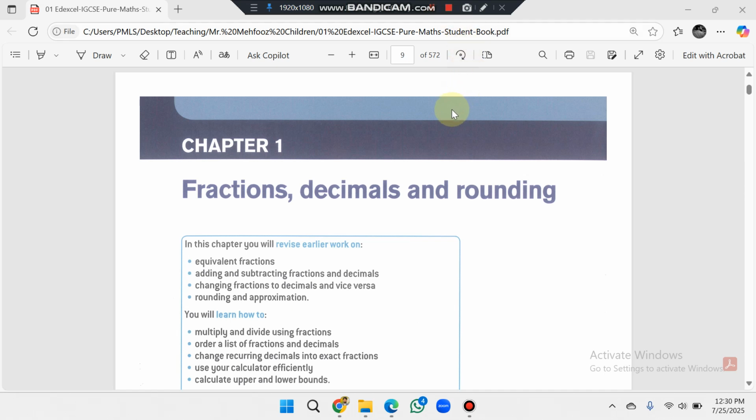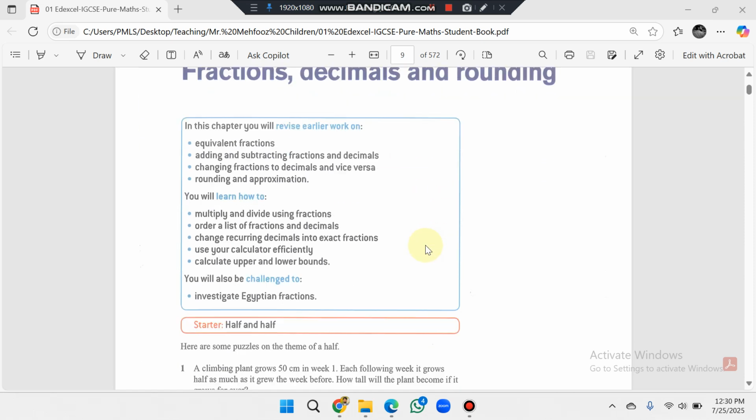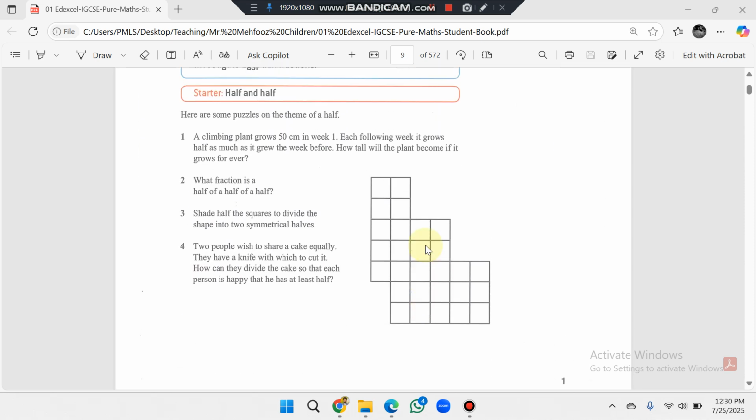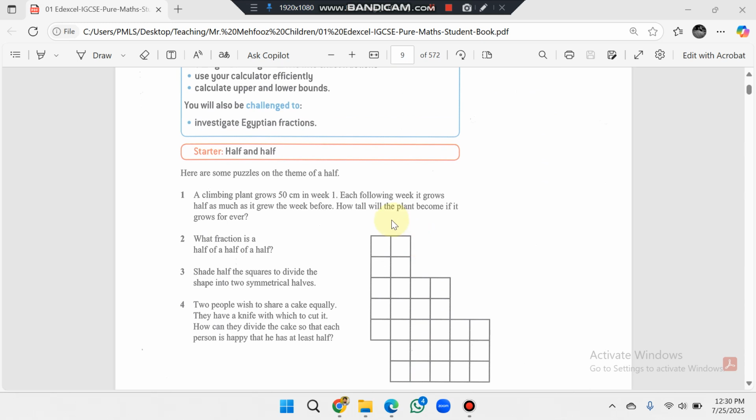Assalamu alaikum. Today our topic is from IGCSE Mathematics, Pure Mathematics, chapter number 1, Fractions, Decimals and Rounding Off. So first of all, here is the starter activity.